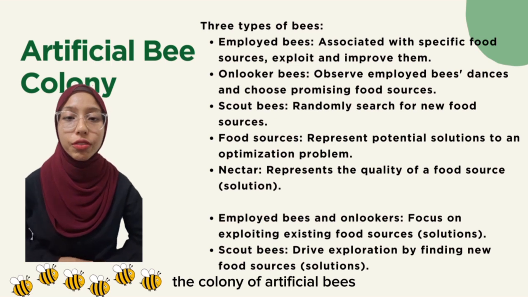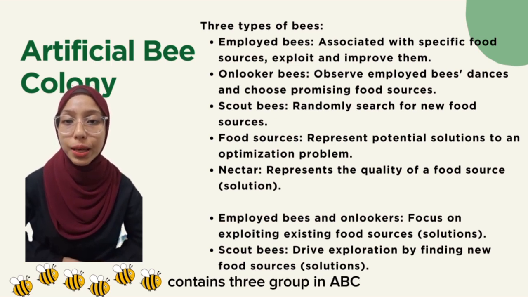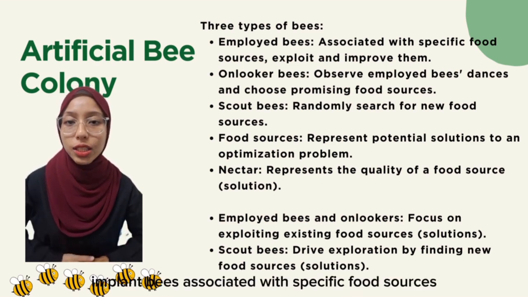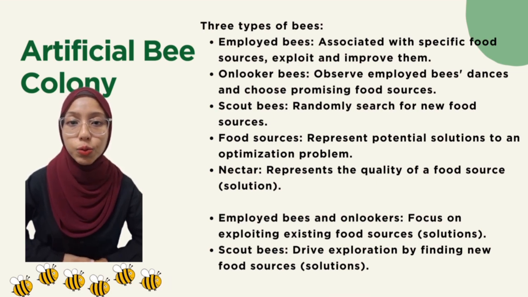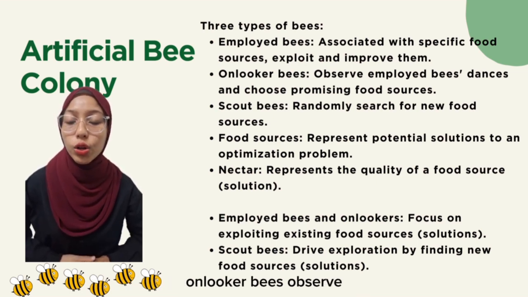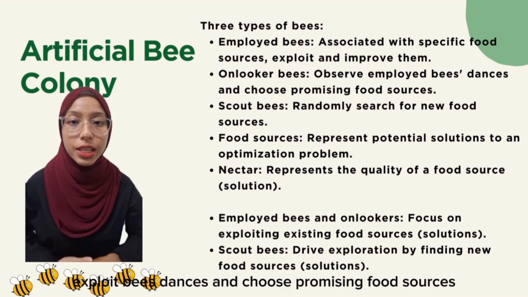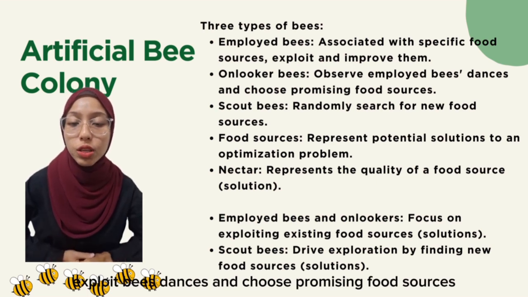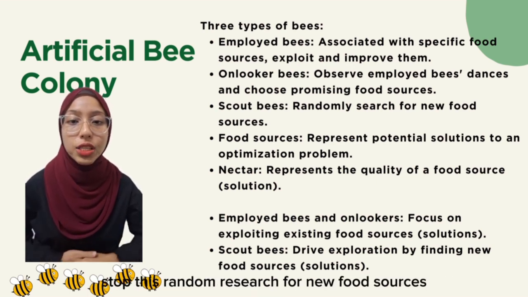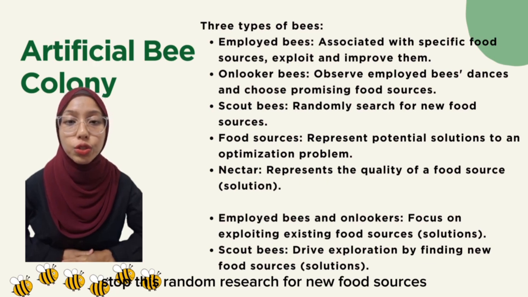The colony of artificial bees contains 3 groups in ABC. Employed bees associated with specific food sources exploit and improve them. Onlooker bees observe the employed bees' dances and choose promising food sources. Scout bees randomly search for new food sources.